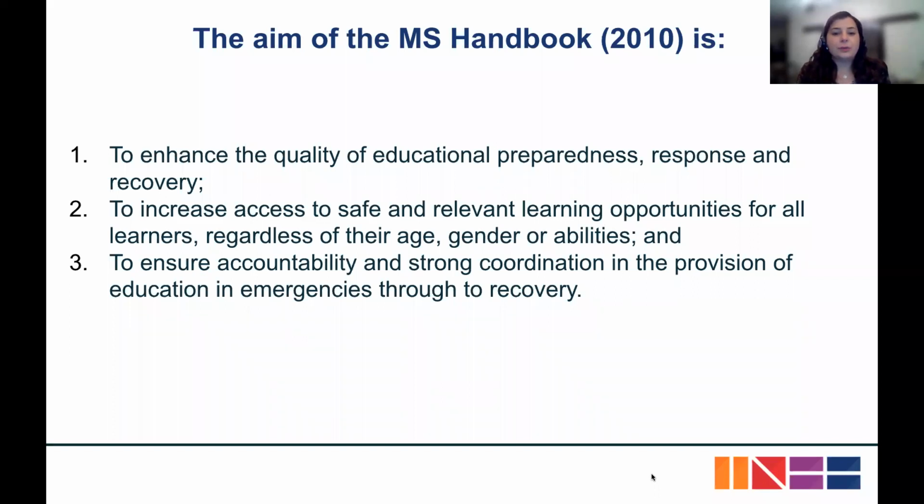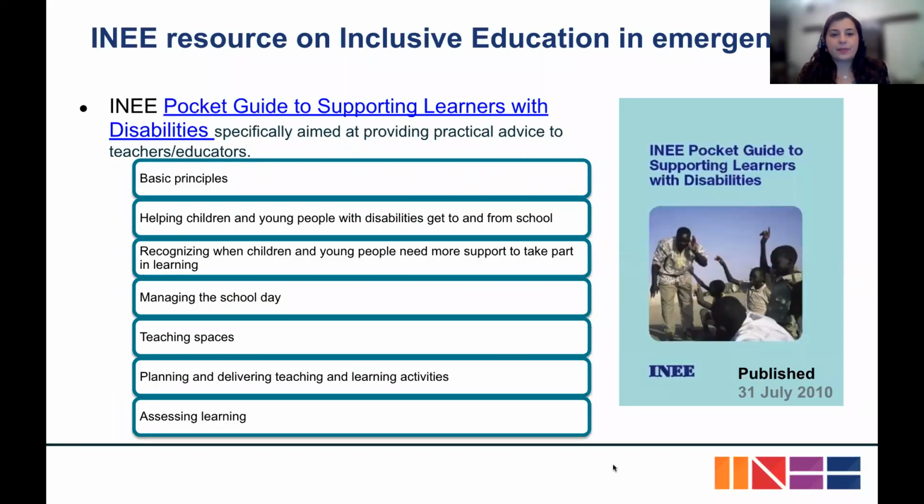In addition to the Minimum Standards Handbook, INEE published in 2010 the Pocket Guide to Supporting Learners with Disabilities. This pocket guide is specifically aimed at providing practical ideas for including children and young people with disabilities in education before, during, or after a crisis. Although we use the words school and classroom, the advice can be applied to other child-friendly spaces or non-formal learning centers. The guide helps strengthen the efforts of anyone working with teachers or facilitators in a crisis context, whether as part of the formal education system or a non-governmental program.